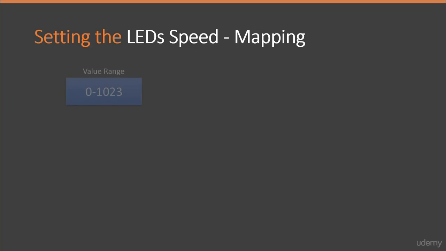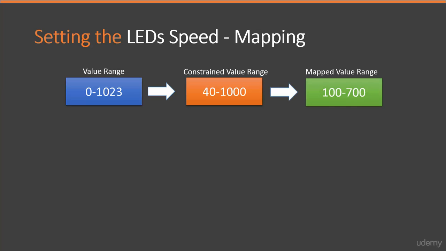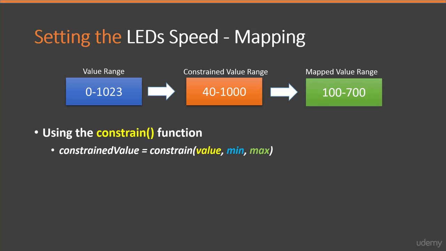So if we want to force or filter the value to a very specific limited range, we would use the constrain function. The syntax for this function will be constrain and 3 parameters. The first parameter is the value that we want to constrain to a specific range. The next 2 parameters represent the needed minimum and maximum value in that new range.